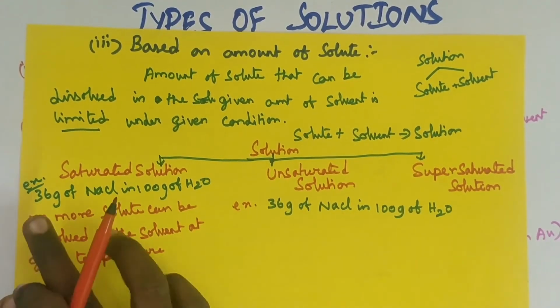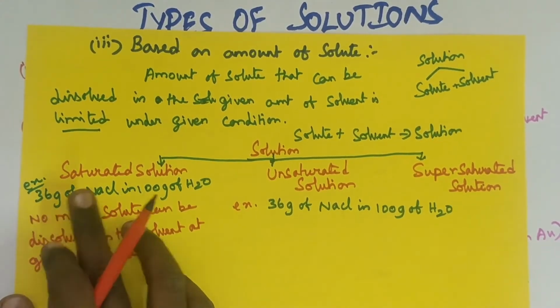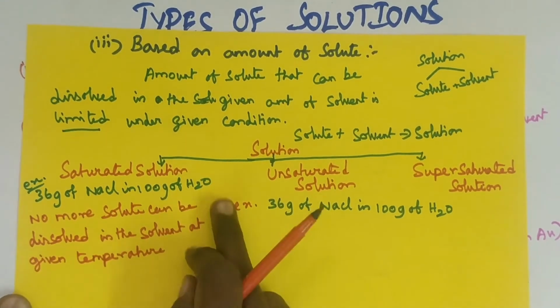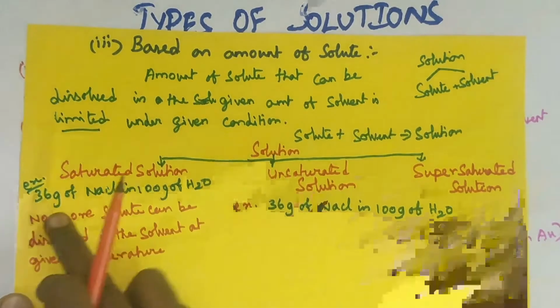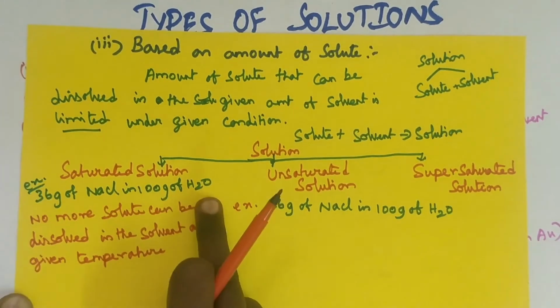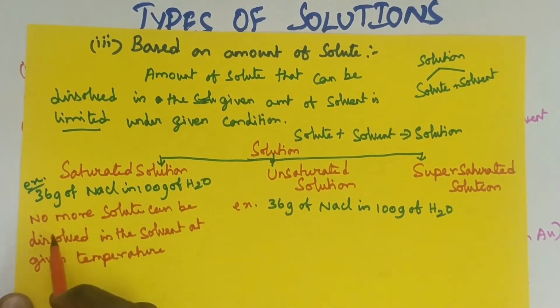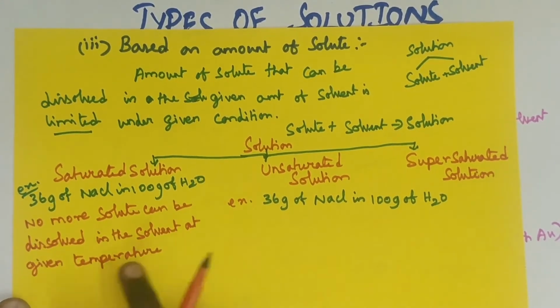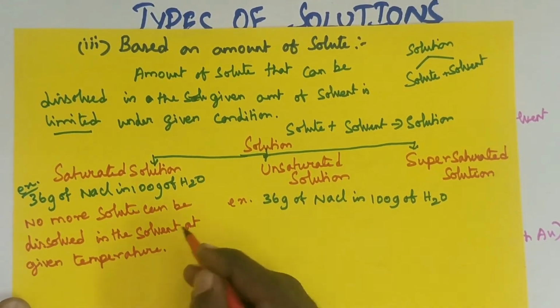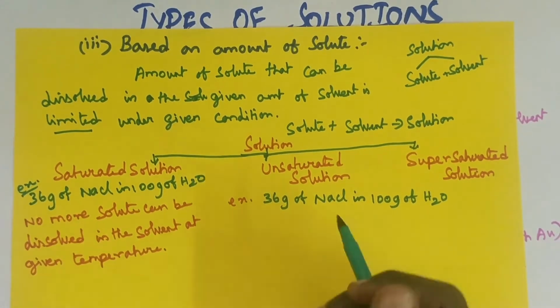That means the 36 gram of NaCl is completely dissolved in 100 gram of water. So completely 36 gram is completely dissolved in 100 gram of water. Hence there is no solute left. That's why I mentioned no more solute can be dissolved in the solvent at the given temperature. Is called saturated solution.